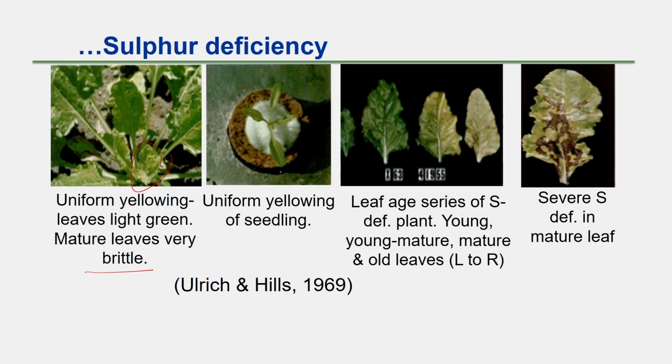Uniform yellowing of a seedling you can see here, and then a leaf age series of a sulfur deficient plant: young mature, mature and old leaves. You can see how sulfur deficiency advances. In the first case it is very mild deficiency, then the yellowing of the leaf starts, chlorosis happens, and the whole leaf turns yellow. Now, severe sulfur deficiency of a mature leaf on the right side shows complete loss of chlorophyll.